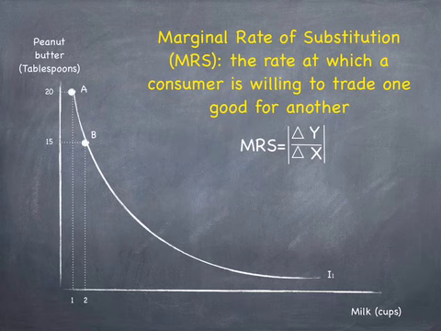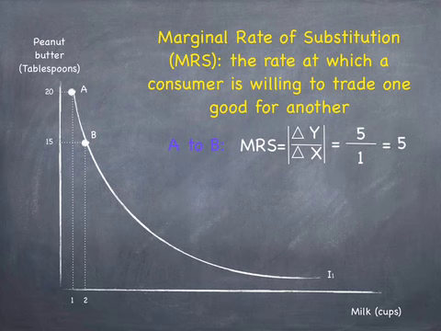The mathematical definition of the marginal rate of substitution is the absolute value of the change in the good on the y-axis over the change in the good on the x-axis. Or in other words, it's the absolute value of the slope of the indifference curve. So what is the marginal rate of substitution between A and B? Between A and B, Anne was willing to give up 5 tablespoons of peanut butter, which is on the y-axis, in exchange for 1 cup of milk, which was on the x-axis. Or in other words, she's willing to give up 5 tablespoons of peanut butter per cup of milk. So the marginal rate of substitution is 5.